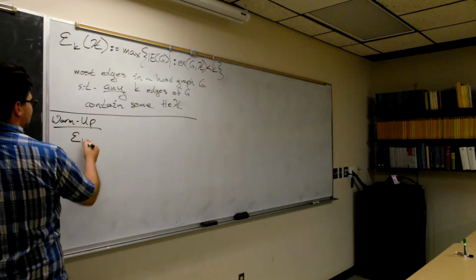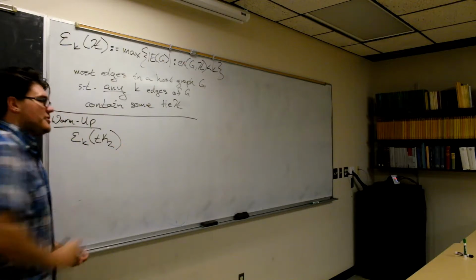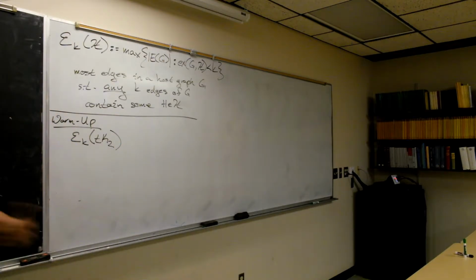All right, let's first try to figure out E_k of, let's say, a matching on t edges. Let's assume that k is at least t here, so we can have a matching. What should this number be?